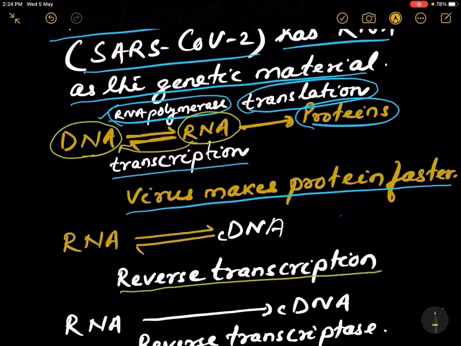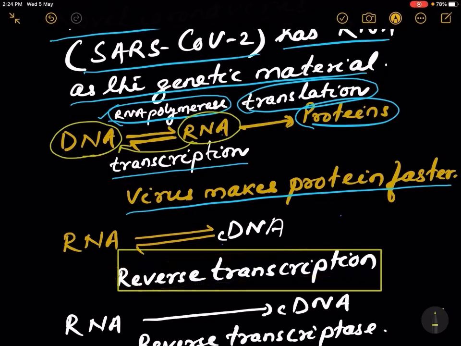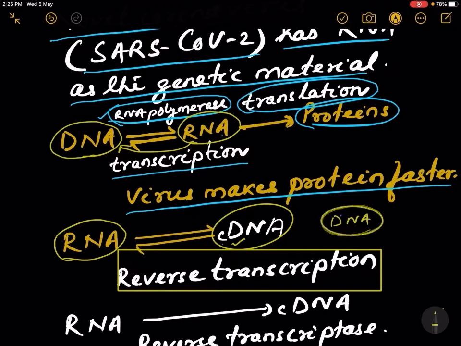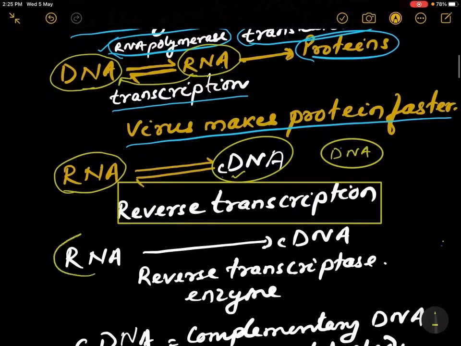Here RNA is converted to complementary DNA. This complementary DNA can be written as cDNA also. RNA is converted to complementary DNA by reverse transcriptase, that is an enzyme.